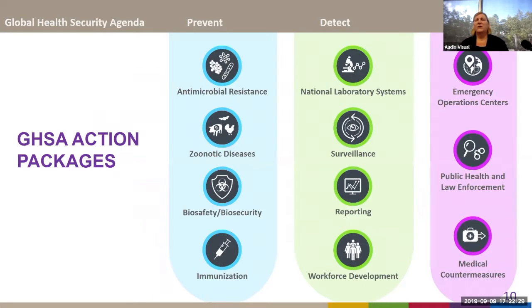So within the agenda itself, there were developed 11 action packages that you see here in the areas of prevent, detect, and respond. So under the concept of prevent, you have antimicrobial resistance, zoonotic diseases, biosafety, biosecurity of laboratories, and immunization. In the detect arm, you've had building national laboratory systems, having strong surveillance systems, reporting diseases, and building the public health workforce. And then under respond, the creation or the strengthening of emergency operations centers, such that if there was a public health or natural disaster, they could all come together in one place with command control, meaning there's one person in charge coordinating and everybody's rowing together. And then public health law and enforcement. What's needed for public health laws to be able to make sure that health security is in each country and can remain? And then medical countermeasures, here being vaccines, prophylaxis for post-exposure or pre-exposure.